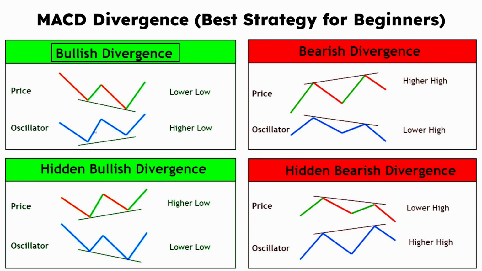But now let's take a look at the bullish divergence here. What we are looking out for when we're looking out for a bullish divergence is, first of all, we want to see the price printing lower lows. So for example, here we have one low and then a lower low. And at the same time, we want to see the MACD printing higher lows.